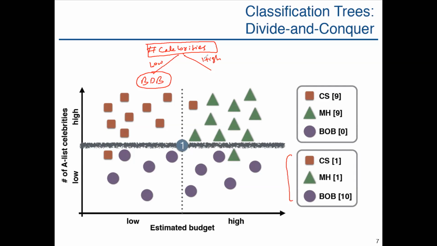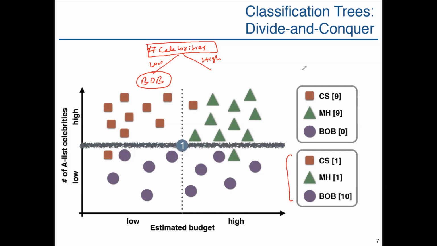The other possibility was that the number of celebrities is high. Now, in this case, what is the result? We have 9 critical success, we have 9 mainstream hits, and we have 0 box office busts. All right, so in this case, what would we do? We don't have a clear choice here. There are 9 critical successes and 9 mainstream hits. So in majority vote, you do not have a clear winner as such, right?